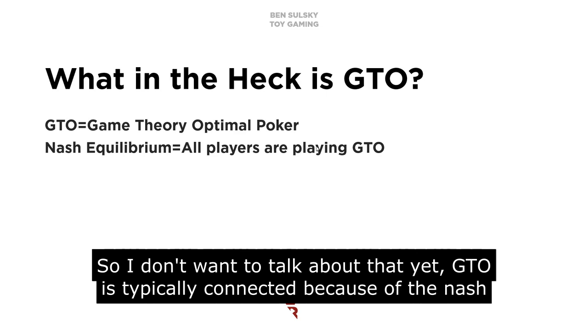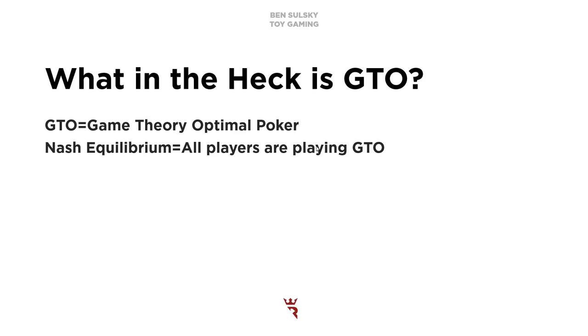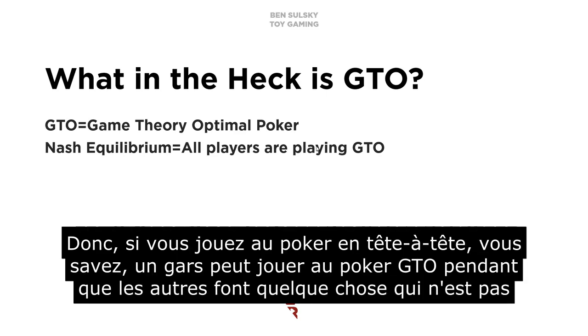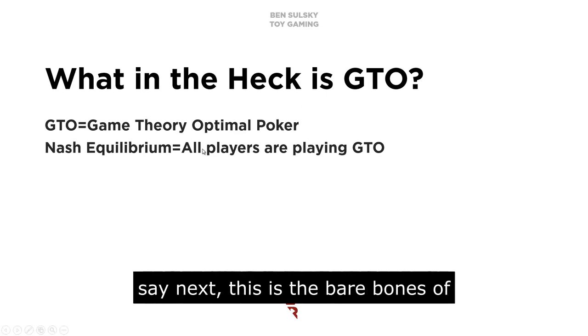GTO is typically connected to the concept of the Nash equilibrium, which just means that all the players are playing GTO. So if we're playing heads-up poker, one guy can be playing GTO poker while the other guy's doing something that isn't GTO. And we're at Nash when both guys are playing GTO. Pretty simple, I would say.